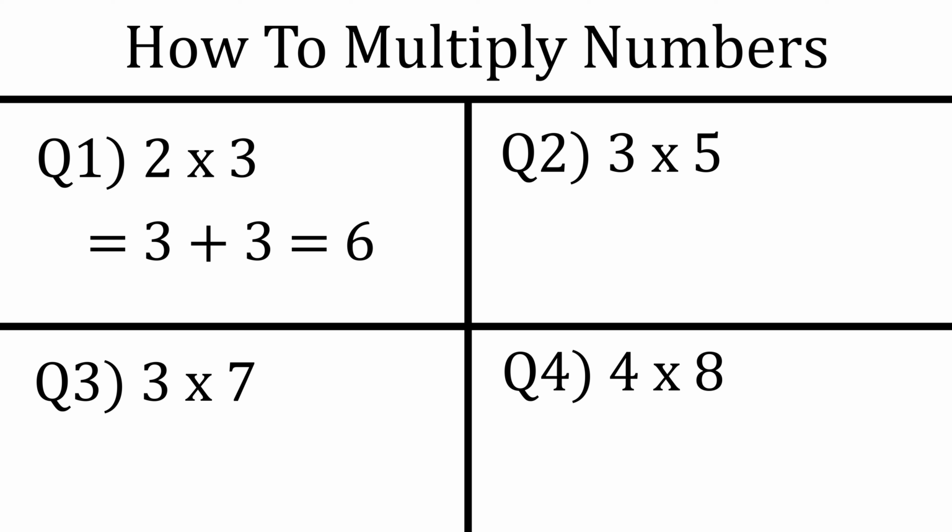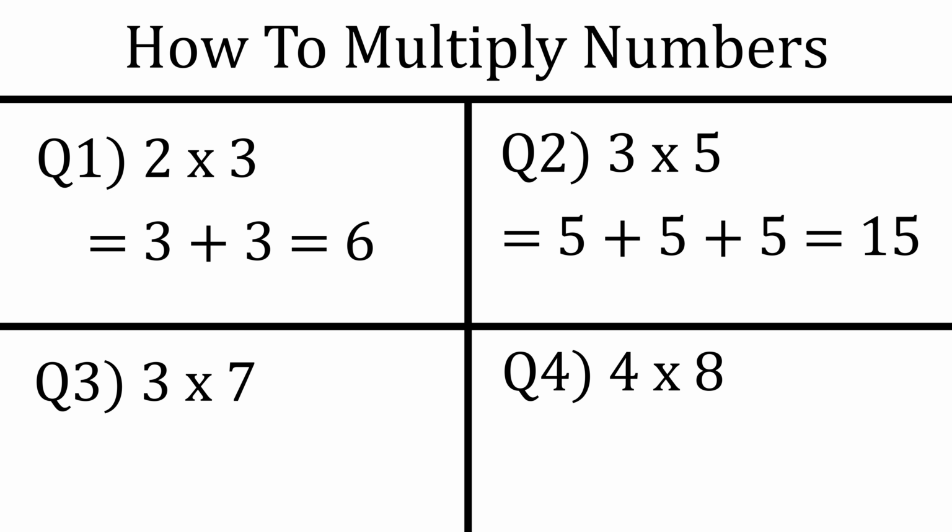So question number 2, we have 3 times 5. So as I said before, you can pause the video and have a chance to do 3 times 5. So assuming you've had a chance to tackle the question yourself, let's move on to the answer. So we have 3 lots of 5, so it's going to be 5 plus 5 plus 5, and that's going to obviously be equal to 15. So 3 times 5 is 15.